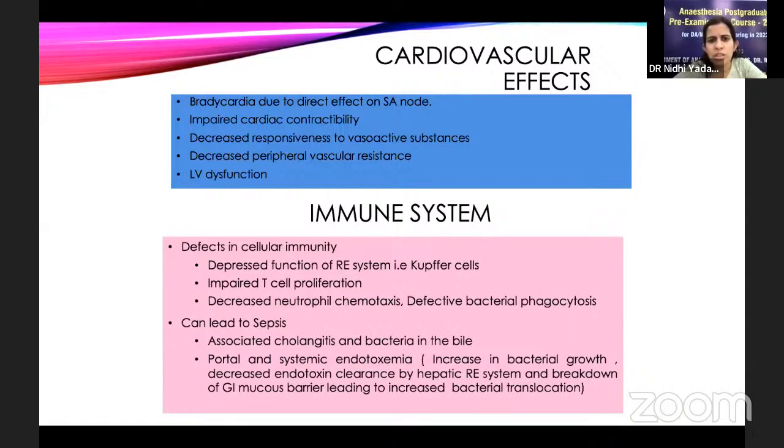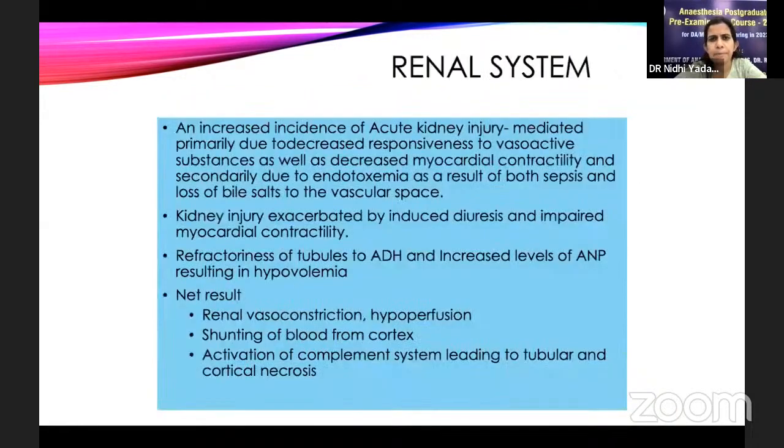What about the immune system? There is defect in cellular immunity. The function of reticuloendothelial cells, that is Kupffer cells, is depressed. There's impaired T cell proliferation and decreased neutrophil chemotaxis, defective bacterial phagocytosis. Portal and systemic endotoxemia can lead to severe sepsis, wound dehiscence, and wound infections. And the other causes of sepsis are cholangitis and bacteria present in the bile.